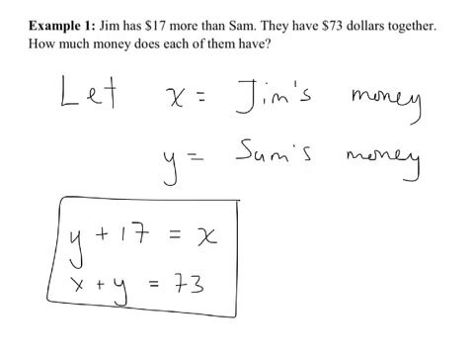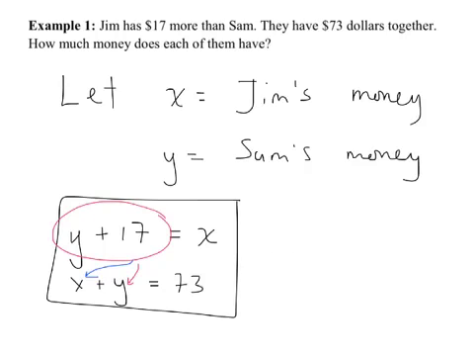So here, what method would you use to solve? Arthur? Substitute. Yeah, why? Because there's an X equals, so you can just get rid of X already. So you can just do Y, and then in parentheses, Y plus 17 equals 73. X plus... Y. Wait, slow down. Sorry, I apologize.